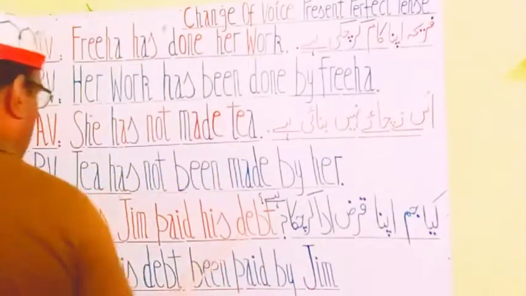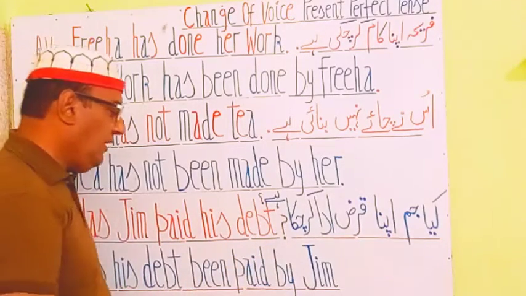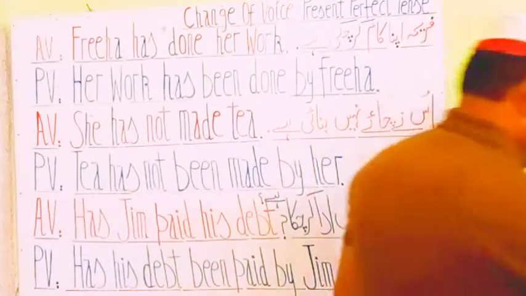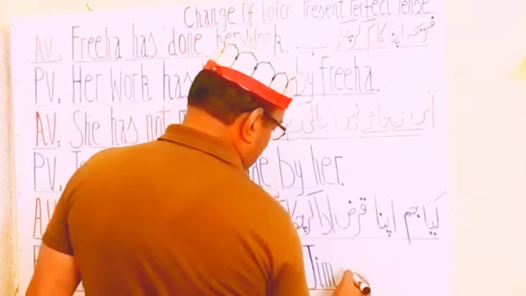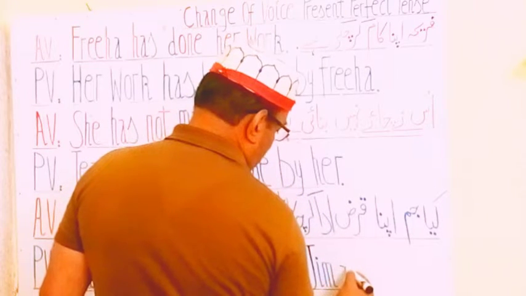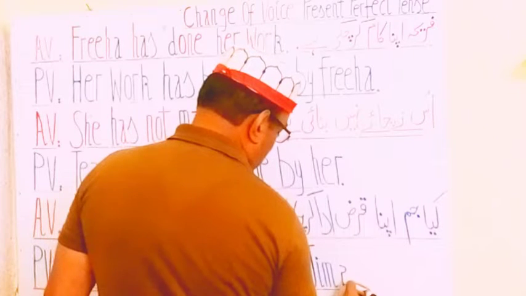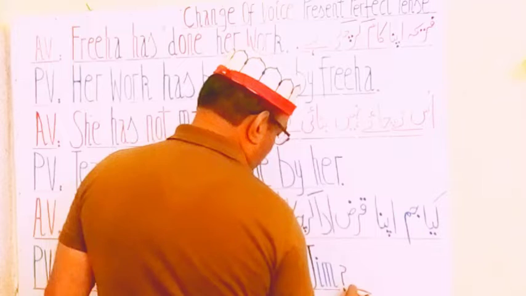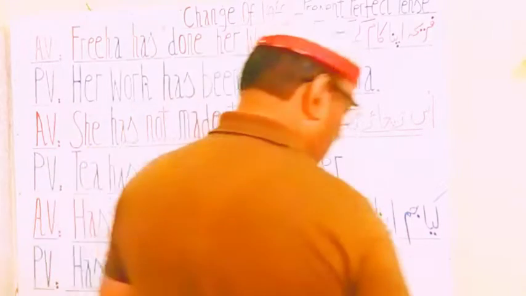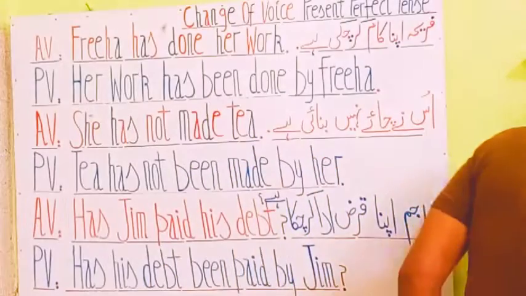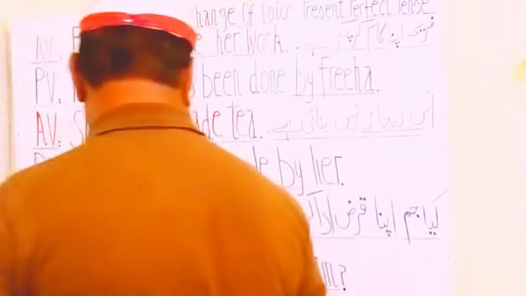Has Jim paid his debt? क्या जिम अपना कर्ज अदा कर चुका है? This is an interrogative statement. So when we write an interrogative statement, by rules we have to write the interrogative mark. We have to point the interrogative sign. So we put here the interrogative mark.